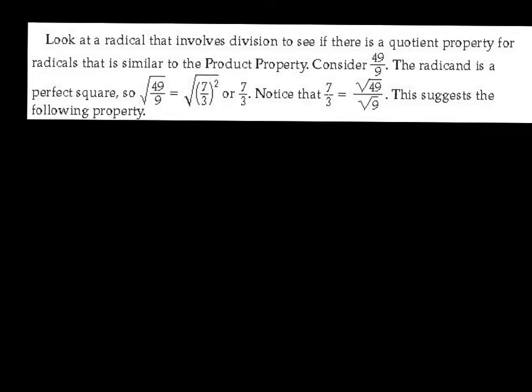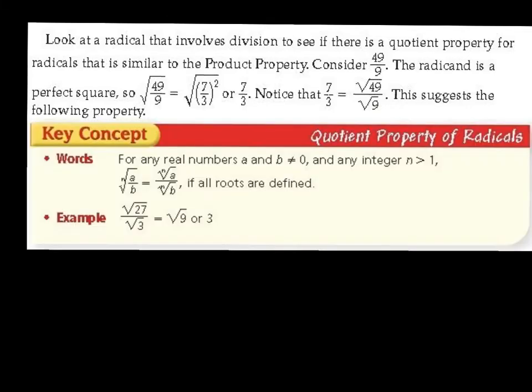Look at a radical that involves division to see if there's a quotient property for radicals similar to the product property. Consider 49 over 9. The radicand is a perfect square, so the square root of 49 over 9 equals the square root of 7 over 3 squared, or 7/3. Notice that 7/3 equals the square root of 49 over the square root of 9. This suggests the following property.